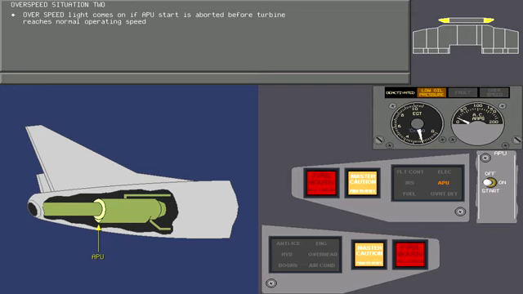The overspeed light also comes on if an APU start is aborted before the turbine reaches normal operating speed. Now touch the APU switch to abort the APU start. In this situation, the APU can be restarted.